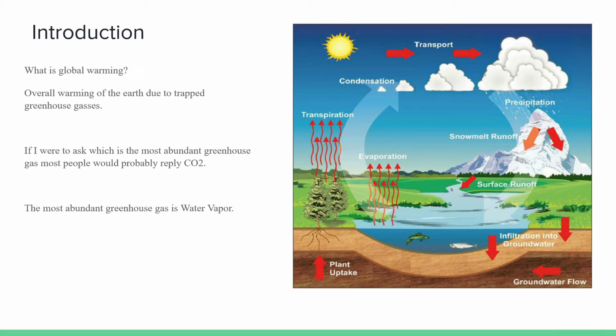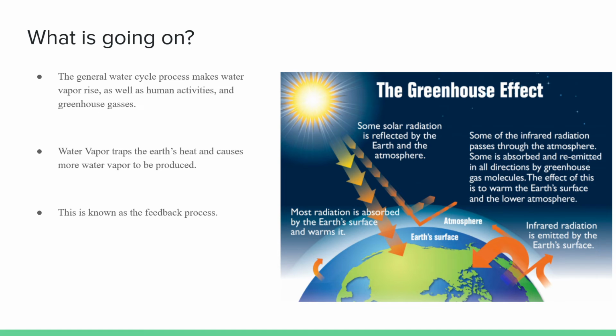To your right, you will see the water cycle picture, which is important to the ecosystem and important to this presentation. So what is going on? The general water cycle process makes the water vaporize, as well as human activities and greenhouse gases.